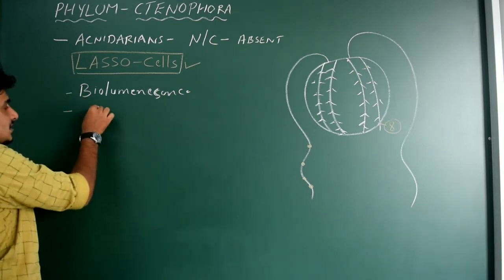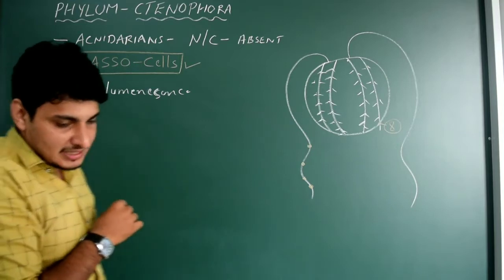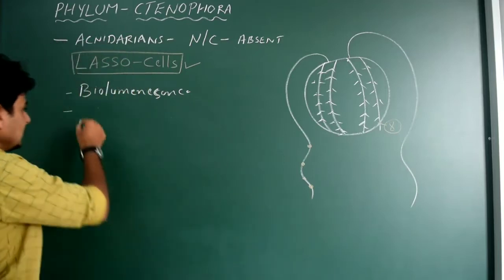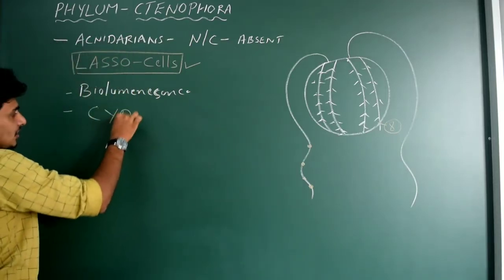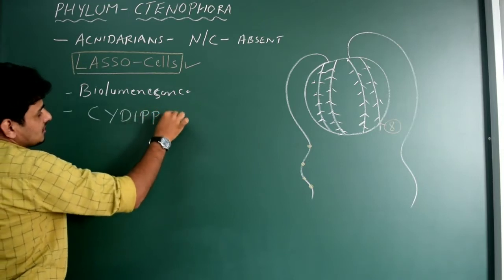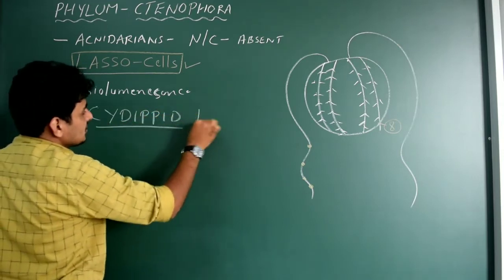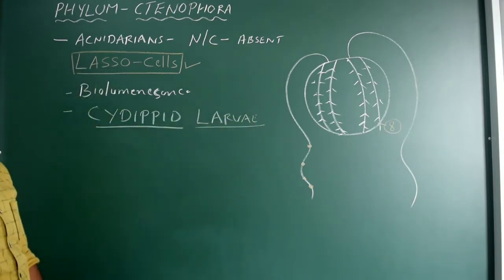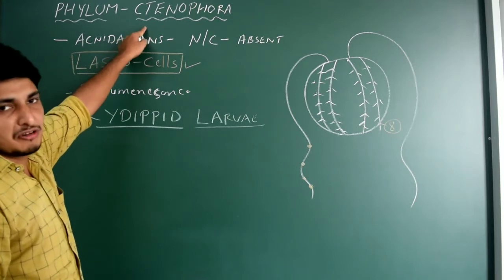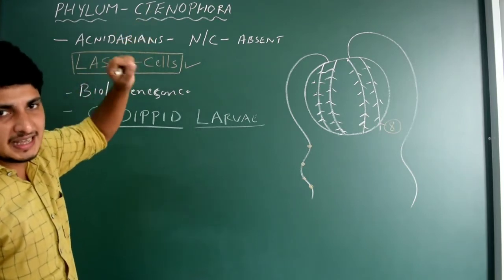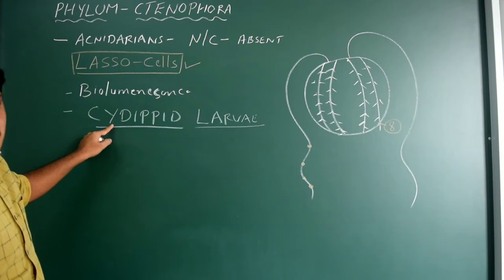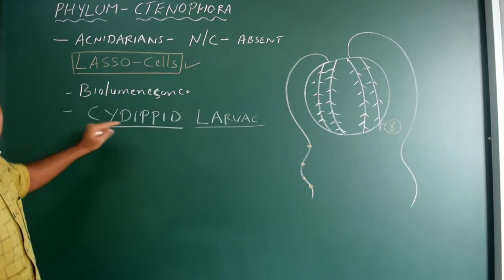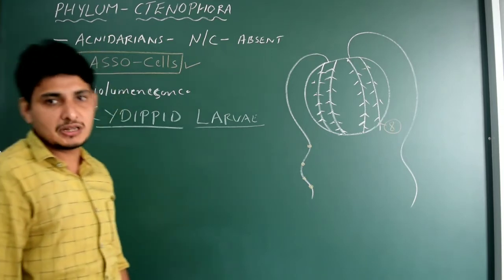Other important character is their development is always indirect and they are hermaphrodites. Yes, okay, bisexual. Here, let me write this. The larval name of this organism is called Cydippid larvae. Very important. Note this one. Cydippid larvae is the larvae of Ctenophora organisms. Because they exhibit indirect development, obviously the larval stage is called cydippid. Very important, could be asked. So remember lasso cells, cydippid larvae. Enough actually. Other than that, you have already studied in the regular class.